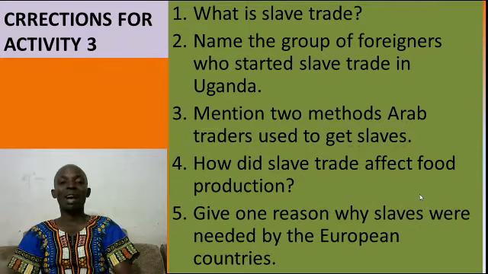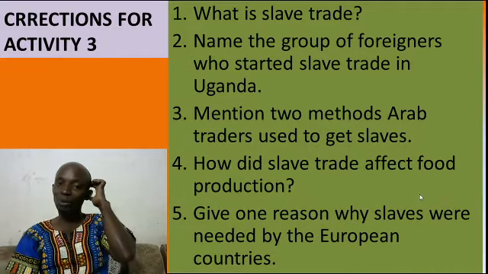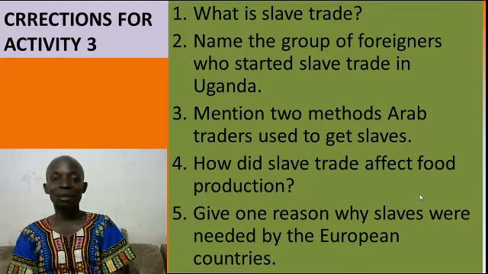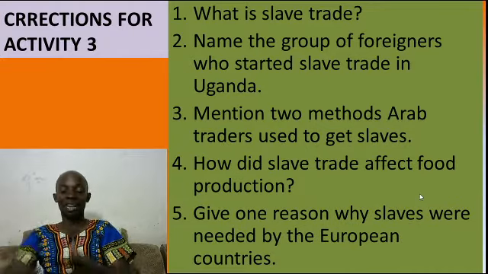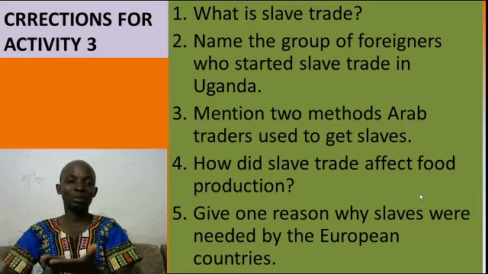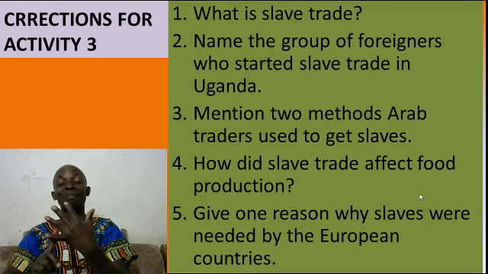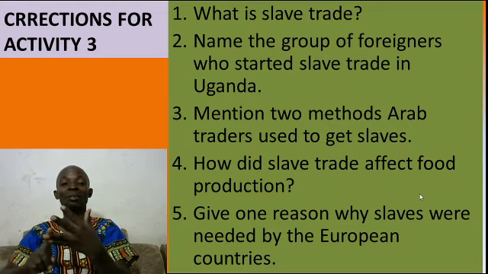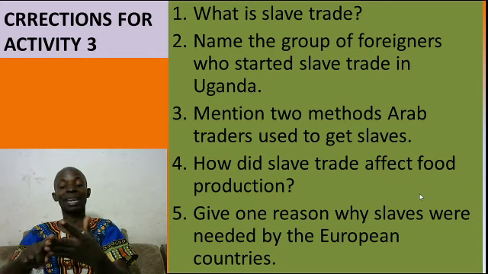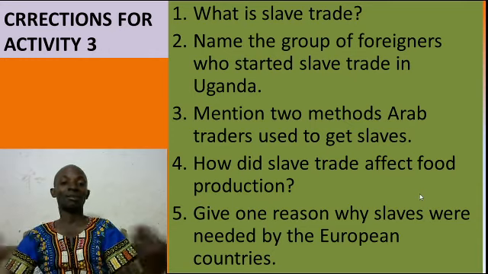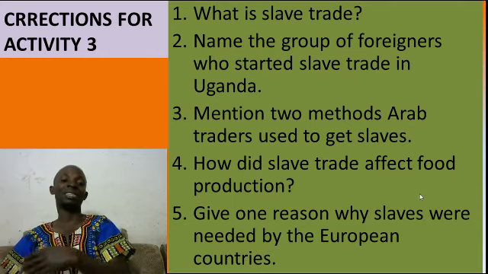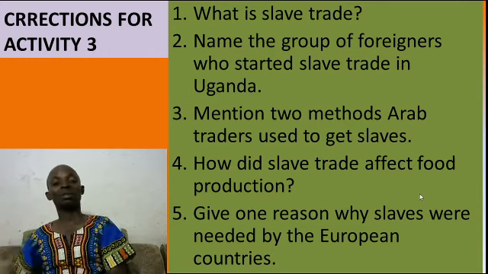Then we look at, give one reason why slaves were needed by European countries. Number 1 was to provide cheap labor. 2, some beautiful women would be taken as housemaids. Then others were taken to carry heavy goods from the interior to the coast. Interior means from Uganda to the coast of East Africa.